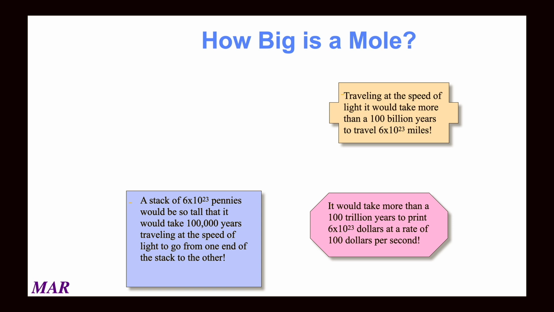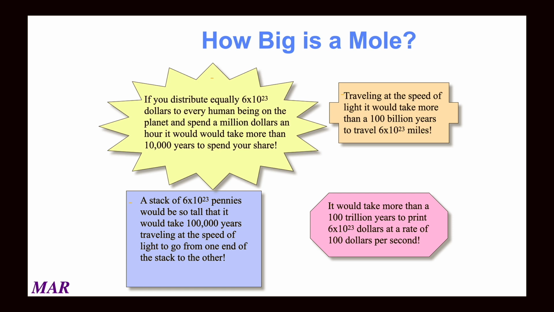And that's assuming that you're going the speed of light, which is huge, 2.998 times 10 to the 8th meters per second. And let's say that you had 6 times 10 to the 23rd dollars, and you wanted to be cool and spread them out to all the human beings on the planet. And then you want them to spend $1 million an hour. It would take more than 10,000 years just to spend your share, all right? Again, the goal of all of this is, first of all, just to go, whoa, I guess. But anyway, the goal is just to show you this is a massive number, all right?